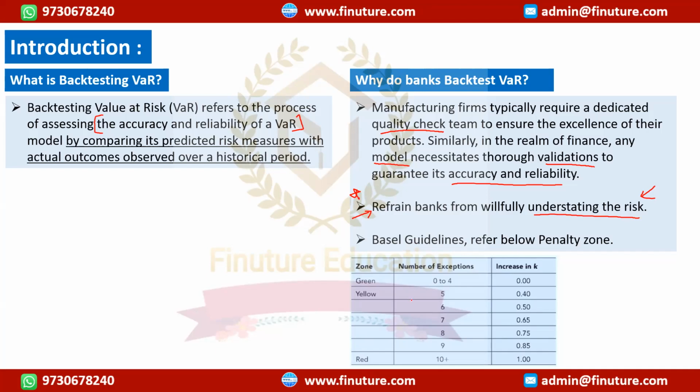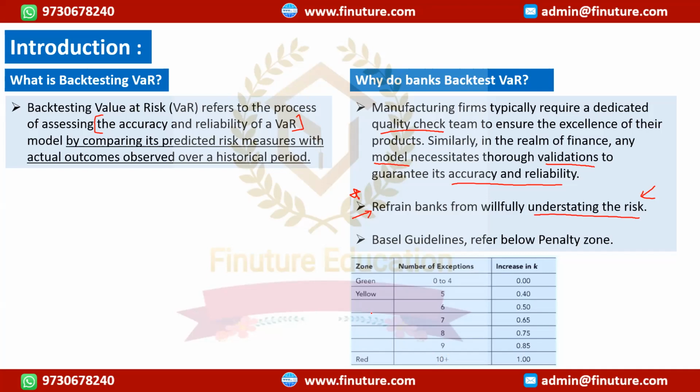So you need to monitor exceptions to value at risk. The region that we were talking about, the green region: if you have four exceptions, then you don't have to keep any additional capital. And if there are more than four, five, six, likewise your capital will increase accordingly. And 10 or greater falls under the red zone. So there is a high need of verifying the model that is calculating the value at risk.